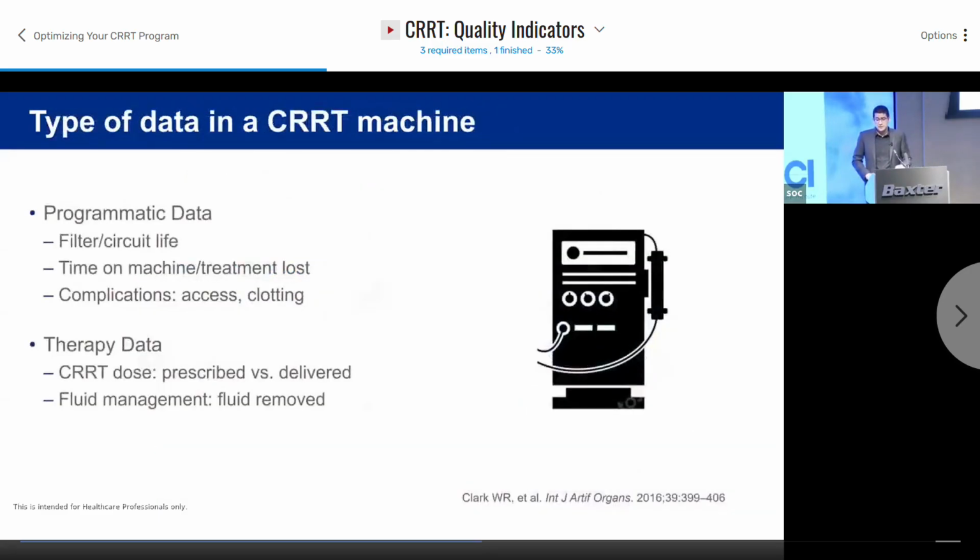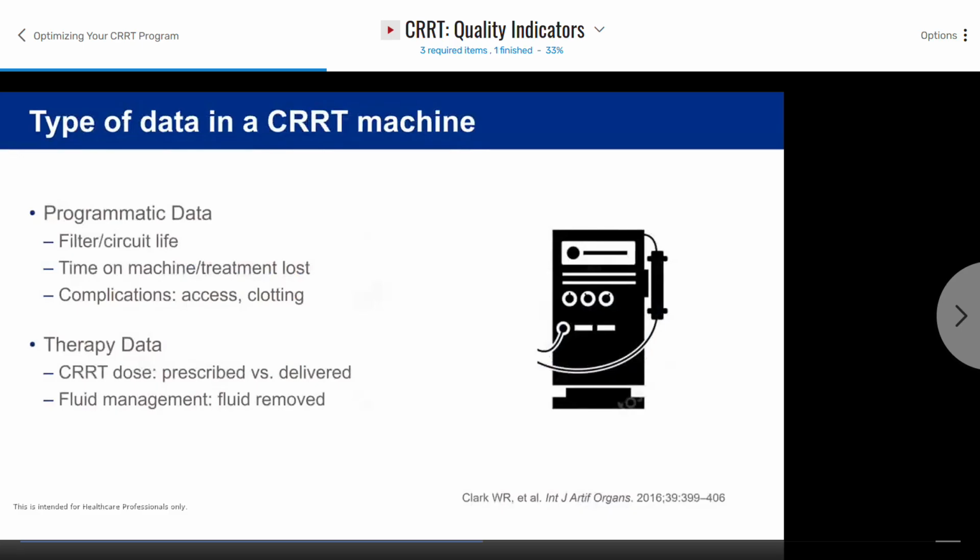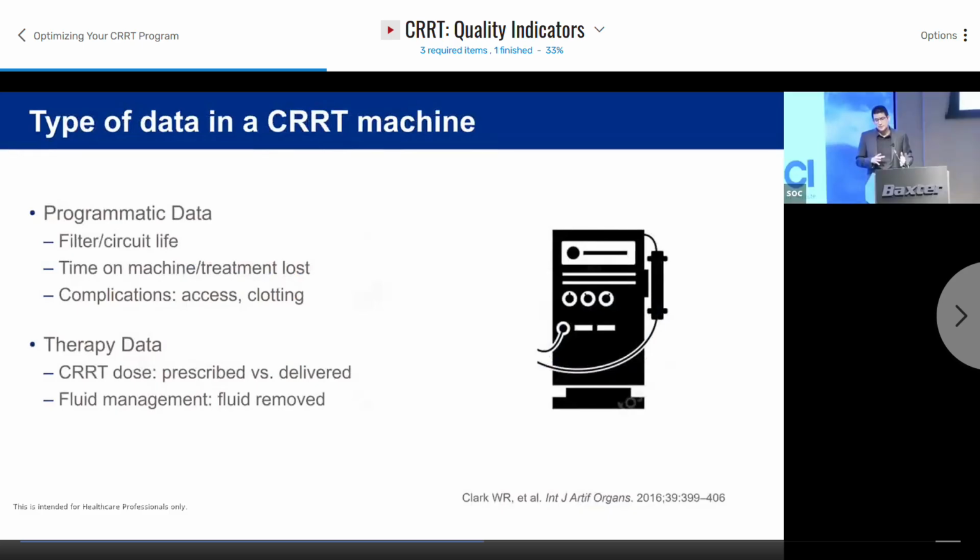Now, remember, the machine data, and this was discussed yesterday, has programmatic data and therapy data. The programmatic data is filter circuit life related, the time on the machine, the treatment loss, and some complications that the machine records, like access pressures, access alarms, and also clotting alarms. Now, the therapy data is related to the dose, prescribed versus delivered, and related to fluid management, fluid removal.